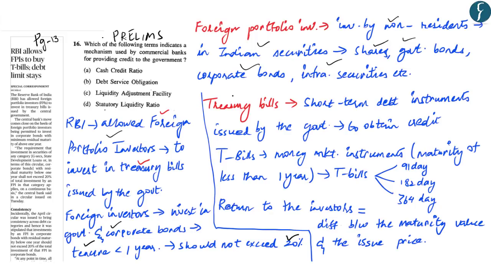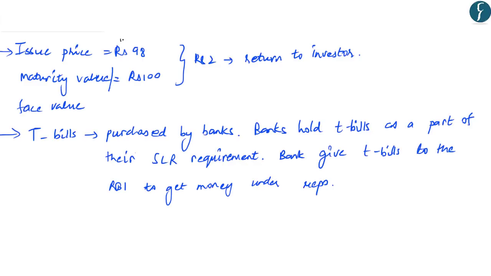We have also understood the meaning of treasury bills, which are short-term debt instruments that are issued by the government in order to obtain credit. These treasury bills are money market instruments, that is, they have a maturity of less than 1 year. Also, the investors that purchase these treasury bills earn return in the form of the difference between the maturity value of the treasury bill and the issue price of this treasury bill. We understood this through an example. That is, if issue price is rupees 98 and maturity value is rupees 100, then this difference of 2 rupees is the return to the investor.